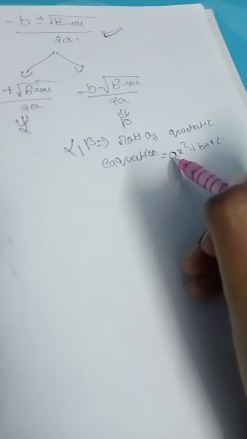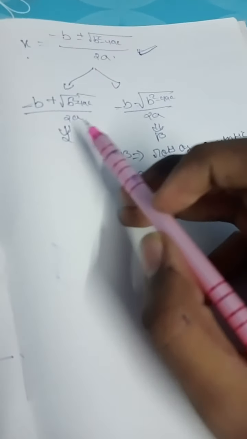So coming back, ax square plus bx plus c is equal to 0. Alpha and beta are the roots, where alpha is equal to minus b plus root of b square minus 4ac by 2a, and beta is equal to minus b minus root of b square minus 4ac by 2a.